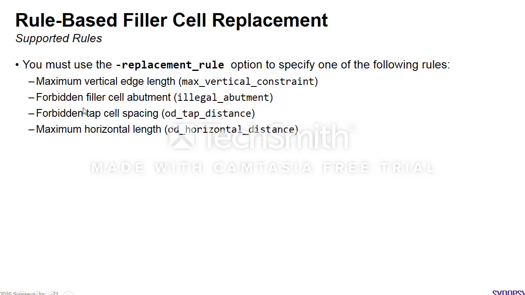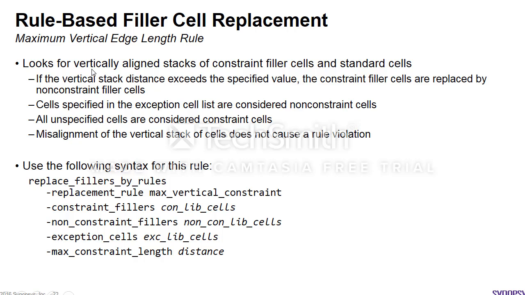As introduced earlier, we have 4 parts of the replacement rule. The first one is the maximum vertical constraint, where you will need to specify which feeders are in this maximum vertical constraint length. It is in this distance.